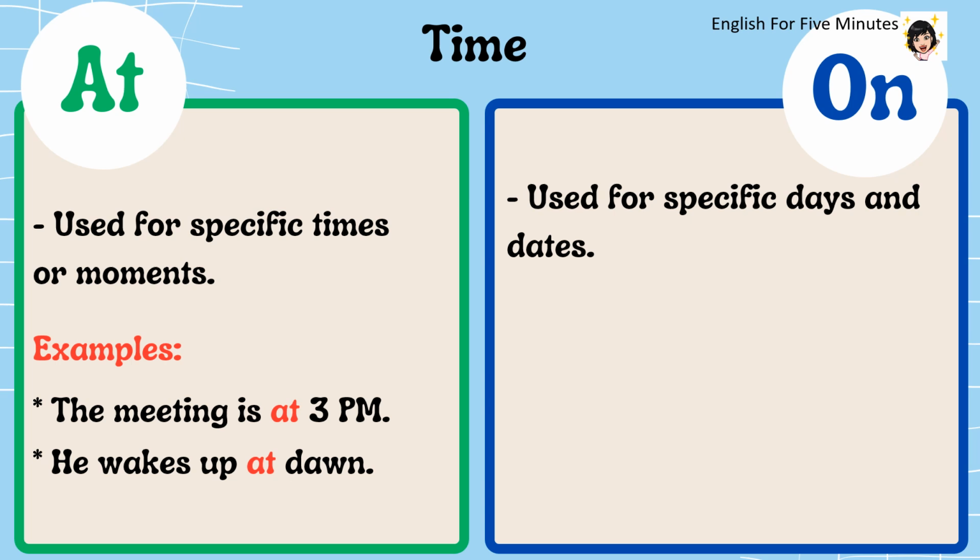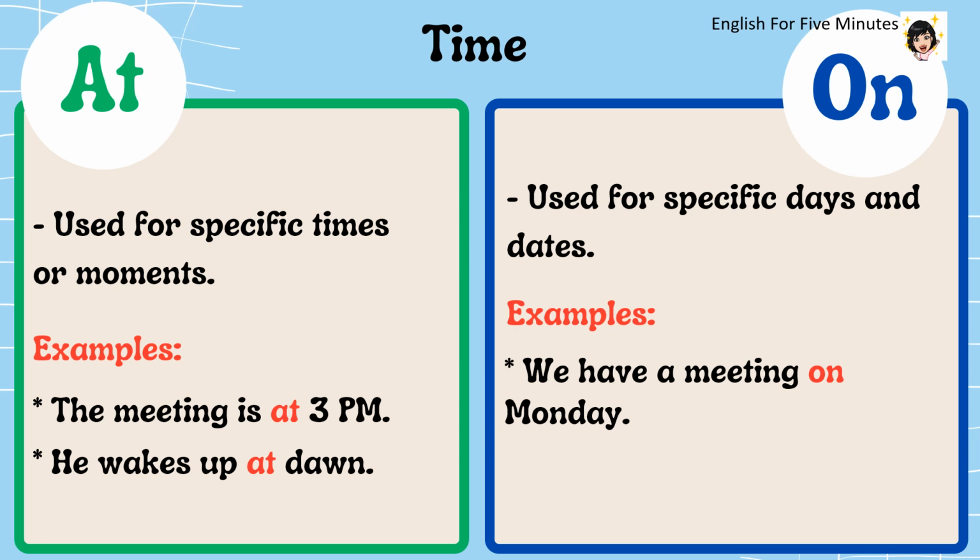Preposition on is used for specific days and dates. Examples: we have a meeting on Monday. Not Tuesday or Wednesday, but on Monday. That's the specific day. Another example, her birthday is on May 12th.